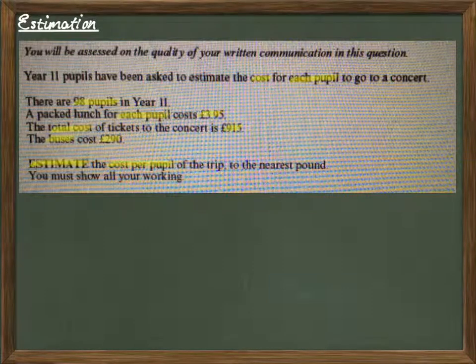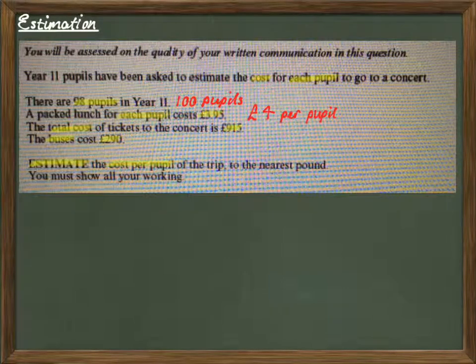Right. First thing I'd advise you to do is actually annotate the information you've been given and estimate round sensibly, okay? 98 pupils is basically 100 pupils, and 100 pupils is a lot easier to work with without a calculator than 98 pupils would be, okay? So that will get you 1 mark. Packed lunch for each pupil costs £3.95. Now, as I said, we don't need to do any calculations on it because it's already per pupil, but if I want to round it, because I'm estimating, £3.95, if you think roughly what is that, is £4, okay? So I'm going to call that £4 per pupil.